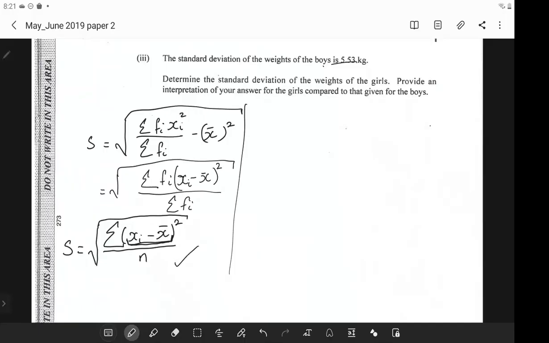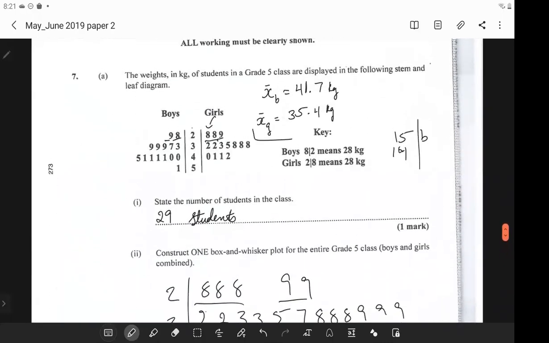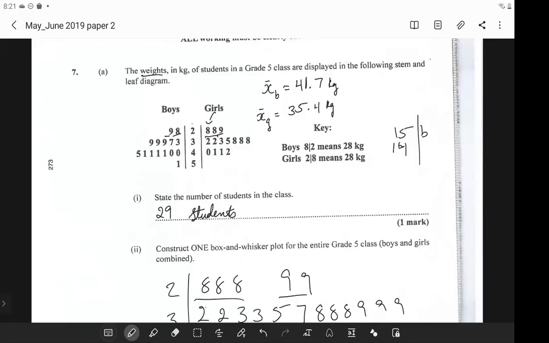And what does that mean? Well, the average, if you notice here, I worked out the average here and that happened to be 35.4. And what would that mean? Well, I add up 28 plus 28 plus 29, etc. and then divide by 14. And I get my 35.4. That is my average weight, or average mass. I say mass because kilogram is a unit of mass.